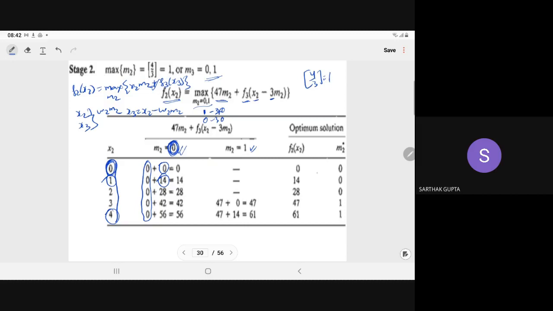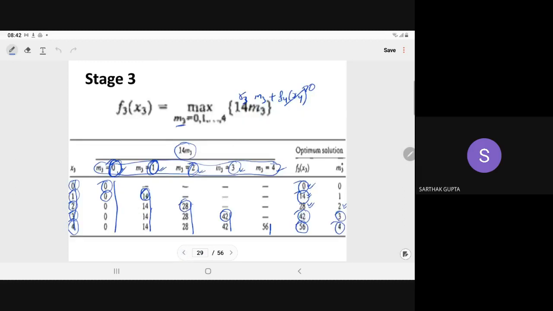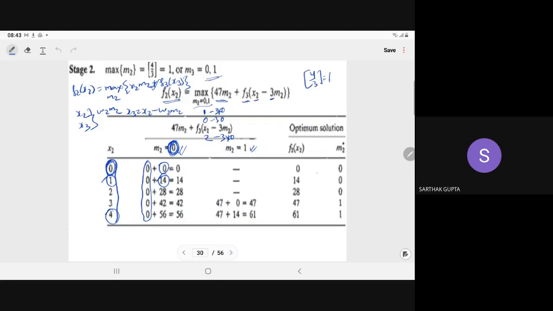When X2 is equal to 2 and M2 is equal to 0, third row, first column, it will become 2 minus 0, that is 2, F3 of 2. From the previous table, F3 of 2 is 28, the maximum return from the third stage. So here we write the current return plus the maximum return of the third stage. In this way, you can write the return when M2 is equal to 0.